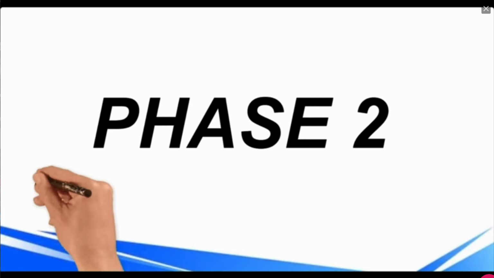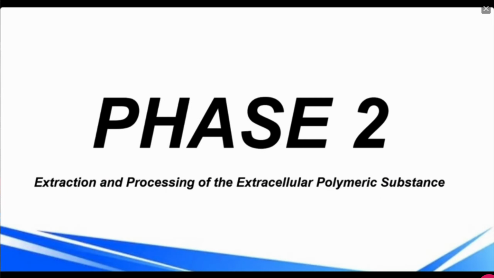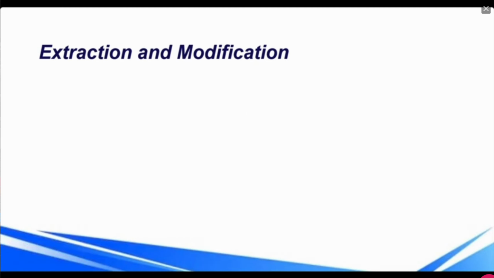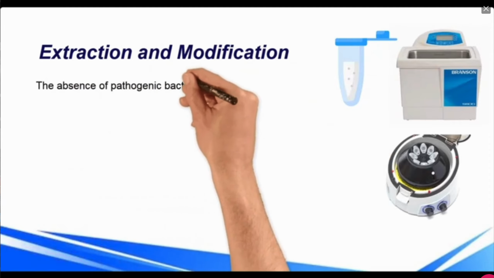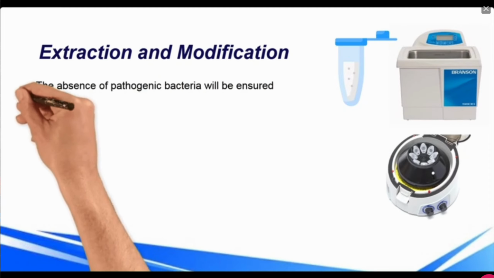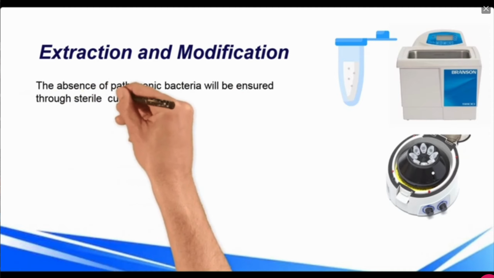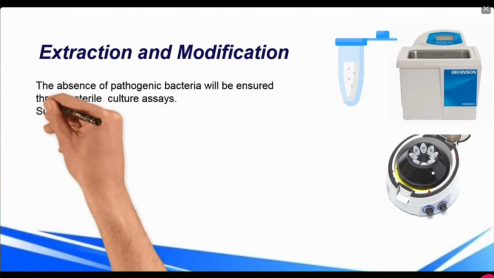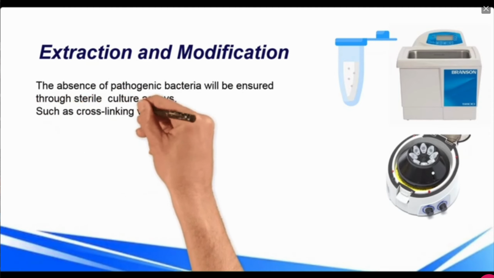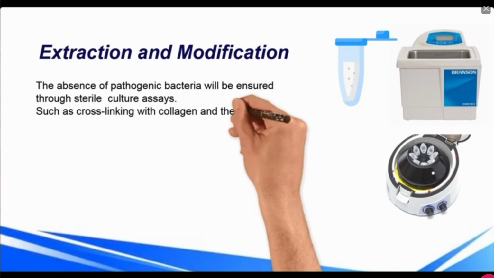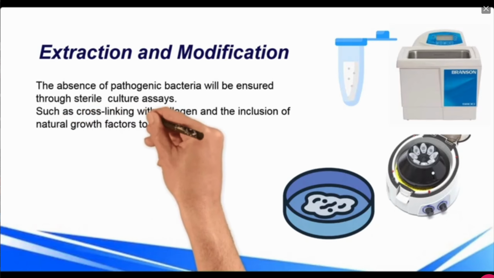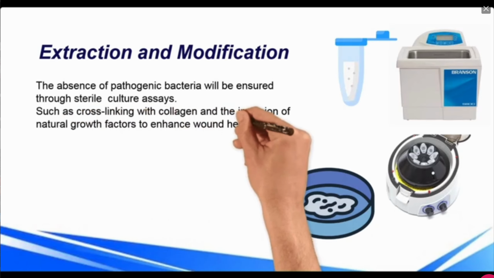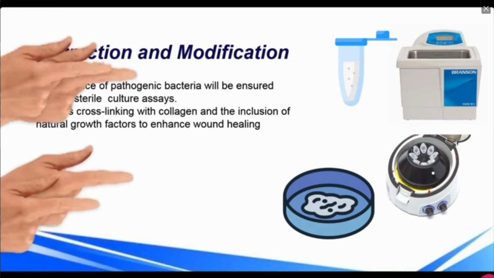Phase 2: extraction and processing of the extracellular polymeric substance, EPS. Extraction: the biofilms formed will be processed using sonication and centrifugation techniques to separate the EPS from the bacterial cells. The absence of pathogenic bacteria will be ensured through sterile culture assays. Modification: the extracted EPS will be processed to create a biodegradable scaffold. Biocompatible modifications will be made, such as cross-linking with collagen and the inclusion of natural growth factors to enhance wound healing.